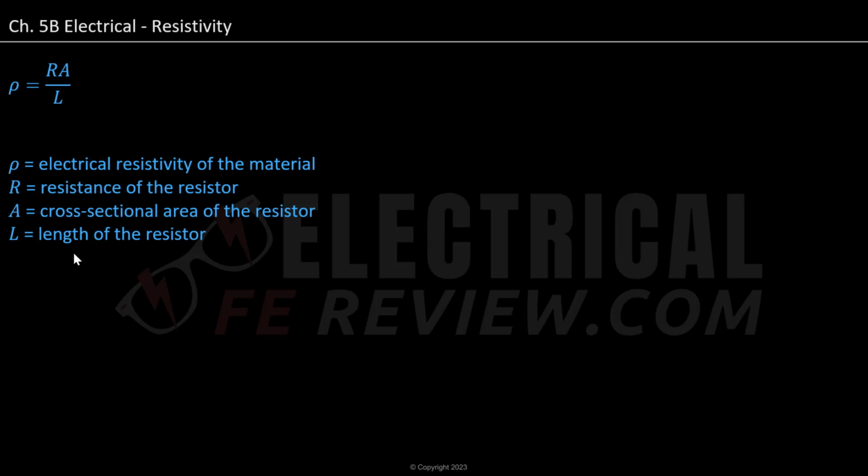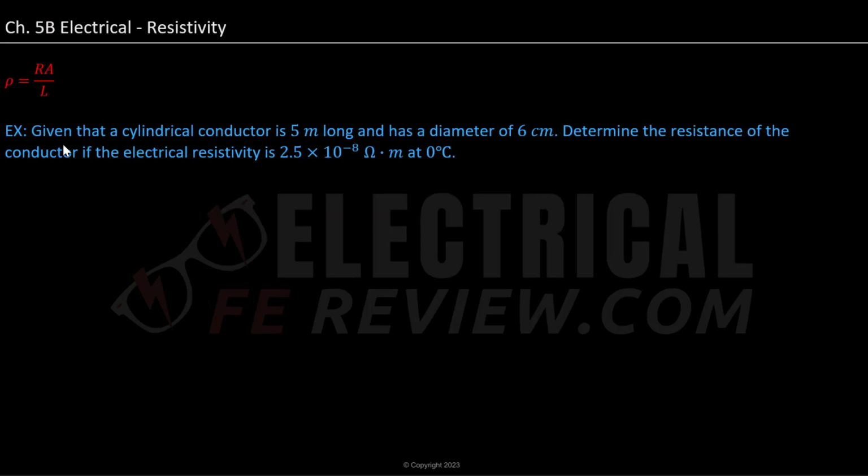Let's go ahead and look at an example. For our example, if we are given that a cylindrical conductor is 5 meters long and it has a diameter of 6 centimeters, determine the resistance of the conductor if the electrical resistivity is 2.5 times 10 to the negative 8th power in ohms times meters at 0 degrees Celsius.